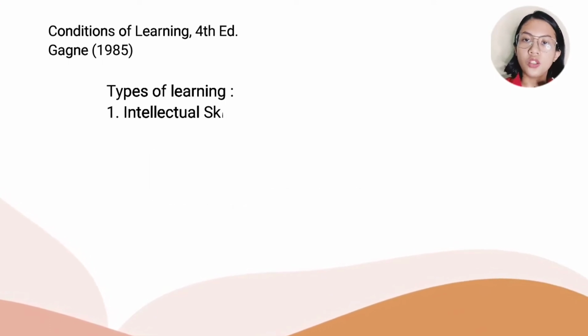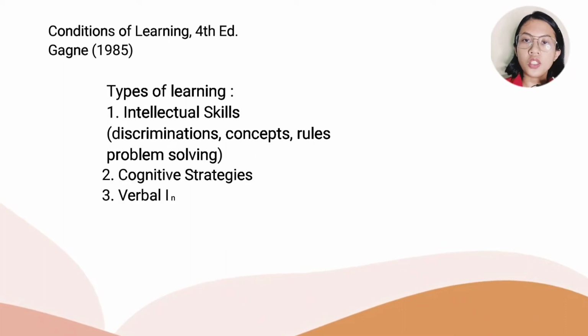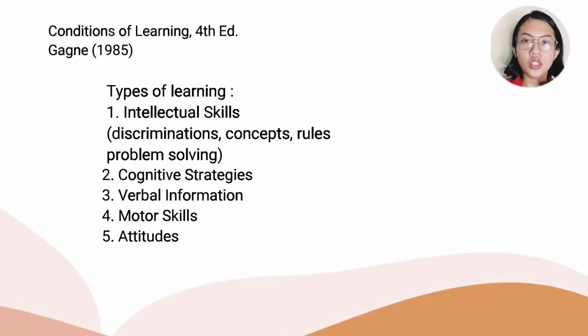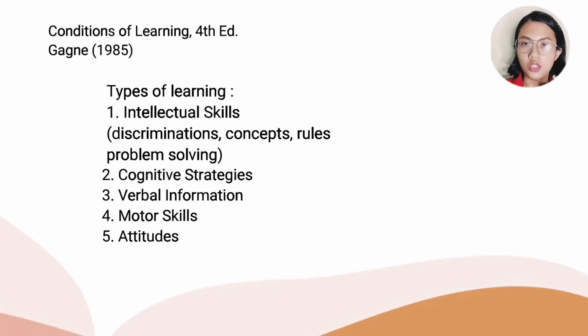The types of learning in the fourth edition are: first, intellectual skills; second, cognitive strategies; third, verbal information; fourth, motor skills; and last is attitudes.